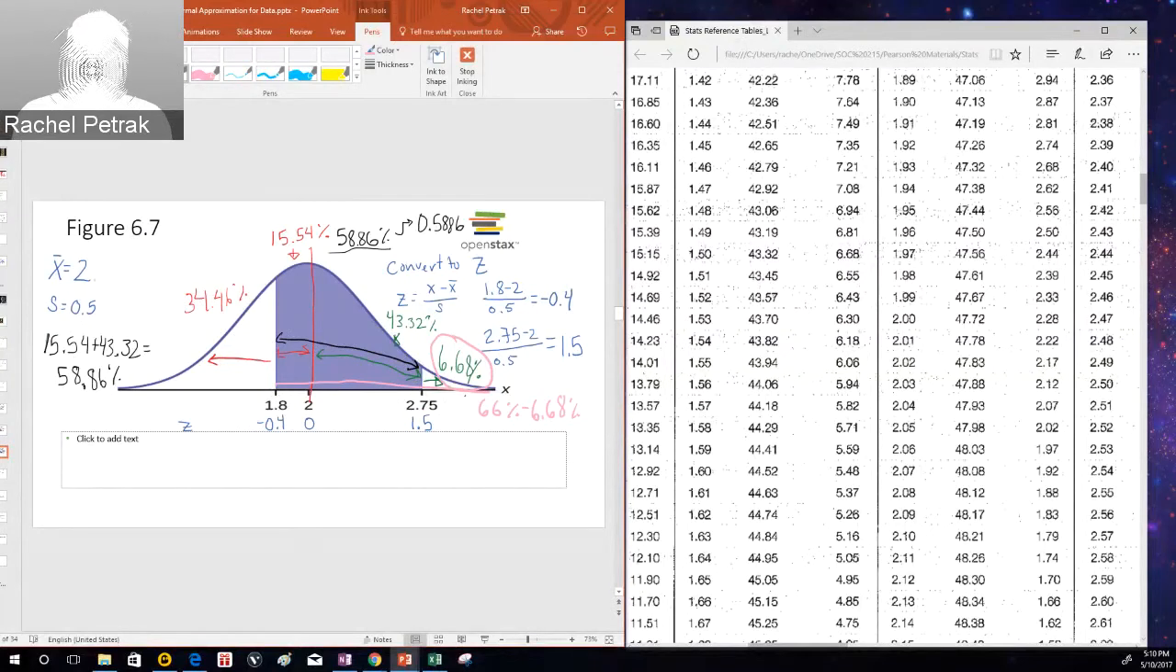So any way of adding or subtracting these proportions, which gets you to the shaded area, is valid. It's just important to remember what area of the distribution your proportion represents.